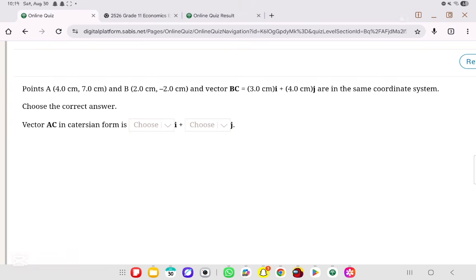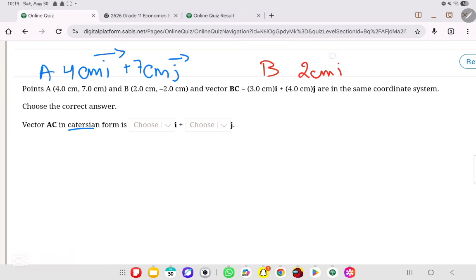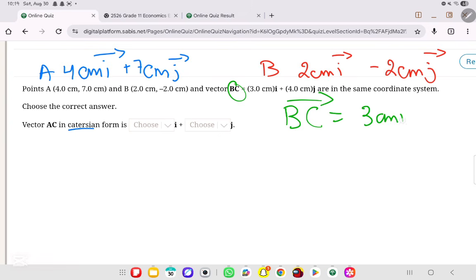So, point A, okay? 4 centimeter, 7 centimeter, right? Change it directly to Cartesian form, because I saw from before they wanted Cartesian form. So A is gonna be 4 centimeter I, don't forget the unit, 4 centimeter I, plus 7 centimeter J. And B, also write it in Cartesian form. It's gonna be 2 centimeter I minus 2 centimeter J, right? And what do they need? They gave us vector BC. What is vector BC? Vector BC is 3 centimeter I plus 4 centimeter J.